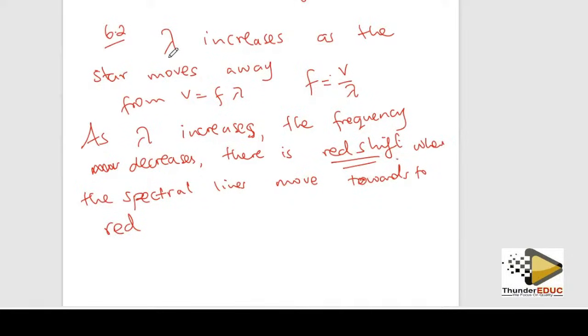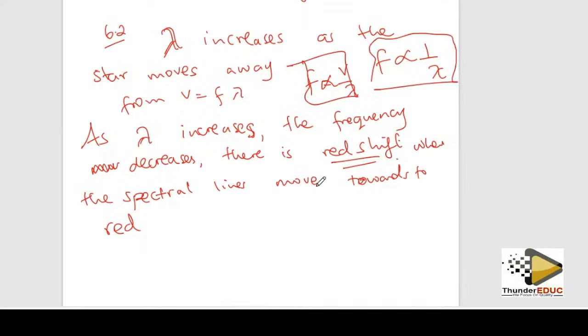So talk about the wavelength increasing and then the frequency decreasing, since frequency is inversely proportional to wavelength. So we can just say frequency is inversely proportional to wavelength. We don't need this, and just use this. And then just draw a conclusion. So there's a redshift towards the smaller frequency.